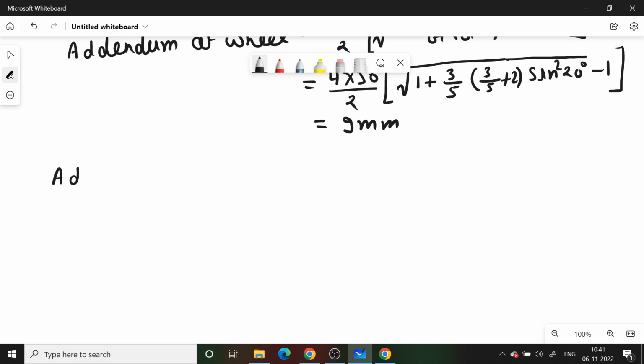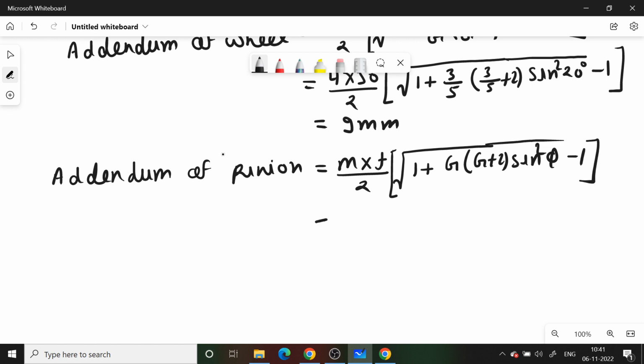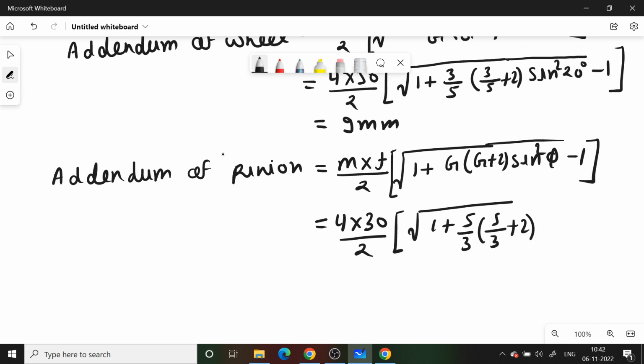Now addendum of pinion will be equal to module into number of teeth divided by 2, within bracket, the square root of 1 plus G, G plus 2 sin square phi, minus 1. Module is 4, number of teeth on pinion is 30, gear ratio is 5 by 3, pressure angle is 20 degrees. Calculating, addendum of pinion is 18.54 mm.